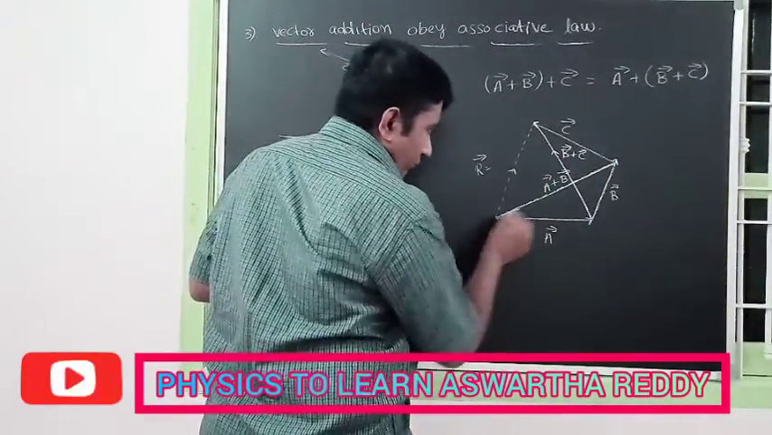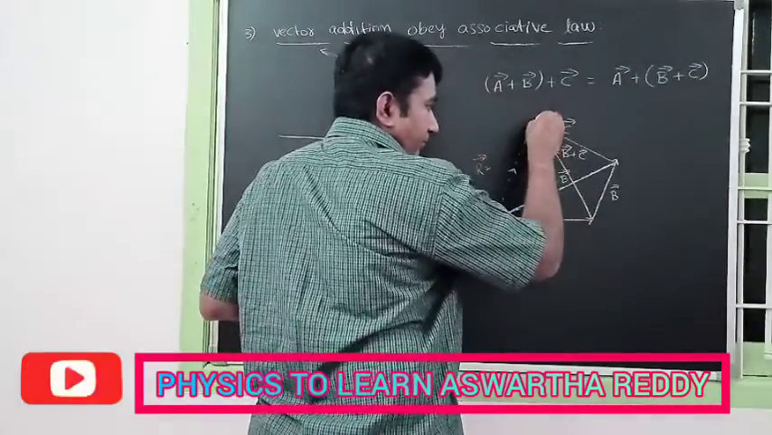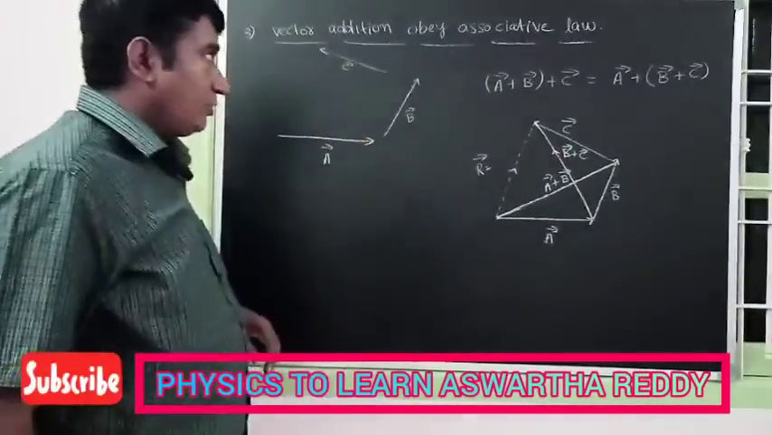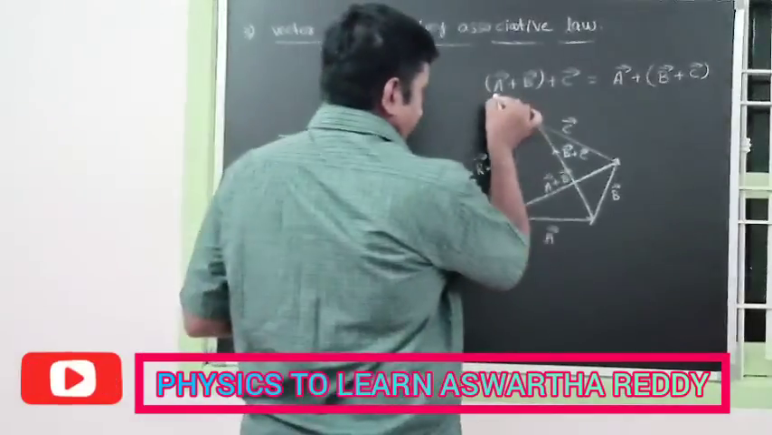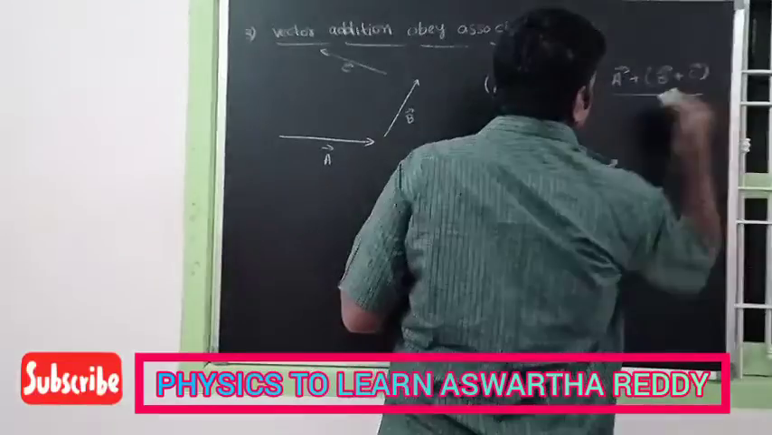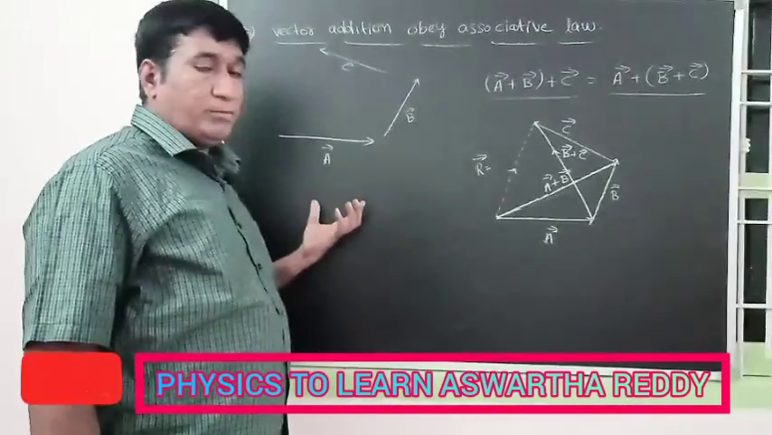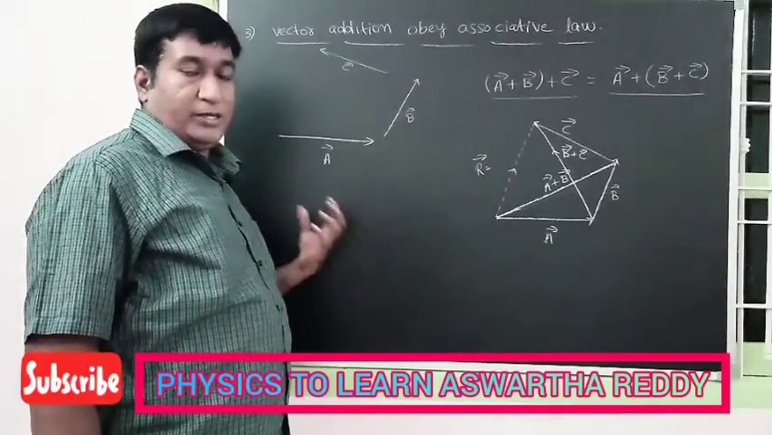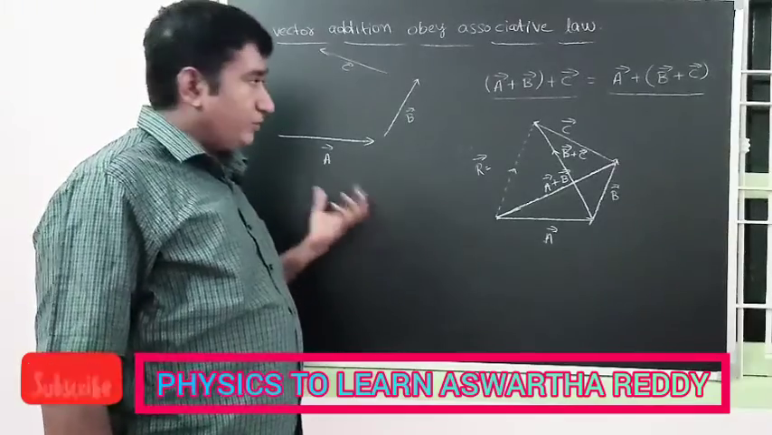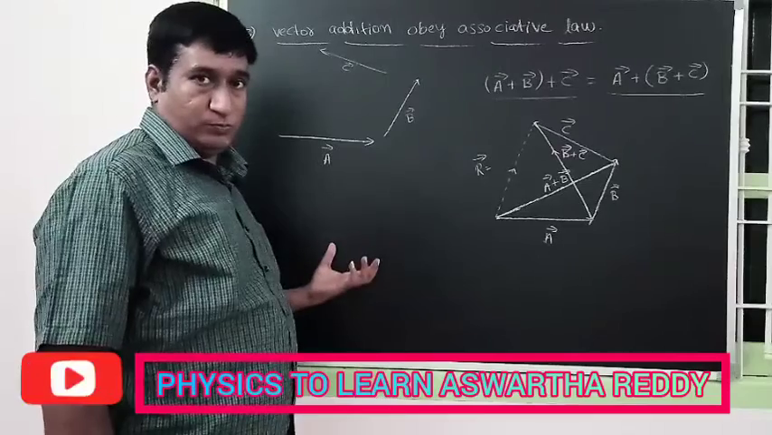So now, this resultant, A vector plus, tail to head, A vector plus B vector plus C. With the help of this, I can tell here A vector plus (B vector plus C) is equal to (A vector plus B vector) plus C. So all this we have proved with the help of a graphical or geometrical method. In the same way, we can prove it by the analytical method also.